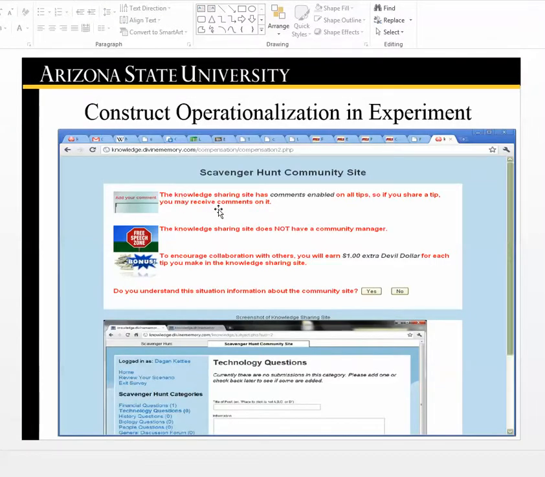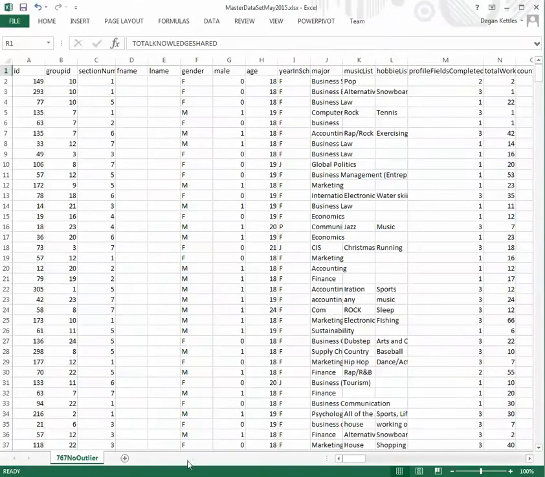The knowledge sharing site has comments enabled on all tips. The knowledge sharing site does not have a community manager. To encourage collaboration with others, you will earn one extra dollar for each tip that you make to the knowledge sharing site. So I was manipulating four different categories of things, and they had 20 minutes to work, and I wanted to see if some messages made people more likely to share knowledge than others.